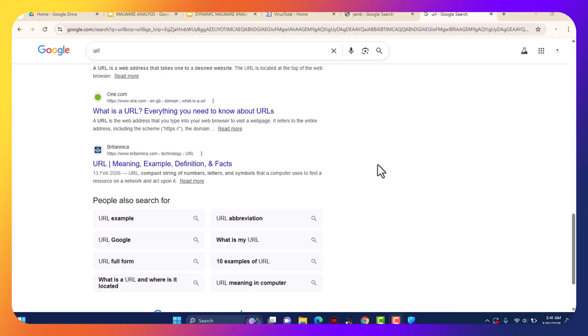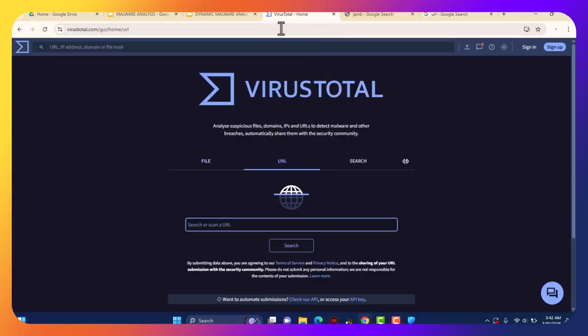So right now our goal was on using VirusTotal. Please take note, don't write now. Just take note first. If you look at the screen, you will see file, URL, and search. So we want to use it to analyze a file for now.